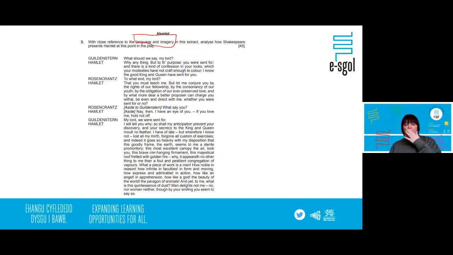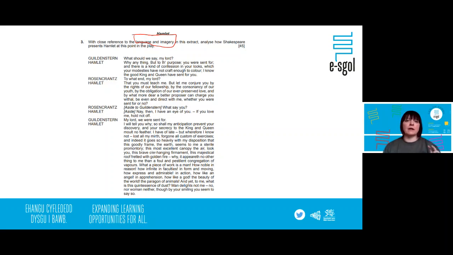So have a quick read of this extract, or a few bits of it. Here we've got the characters of Guildenstern, Rosencrantz and Hamlet, who are having a discussion, and what's happening here is Hamlet interrogating Guildenstern and Rosencrantz, as he's a little bit suspicious of the pair. As an audience, we know at this point that the pair have been sent for by Claudius in order to try and find out from Hamlet what's troubling him.